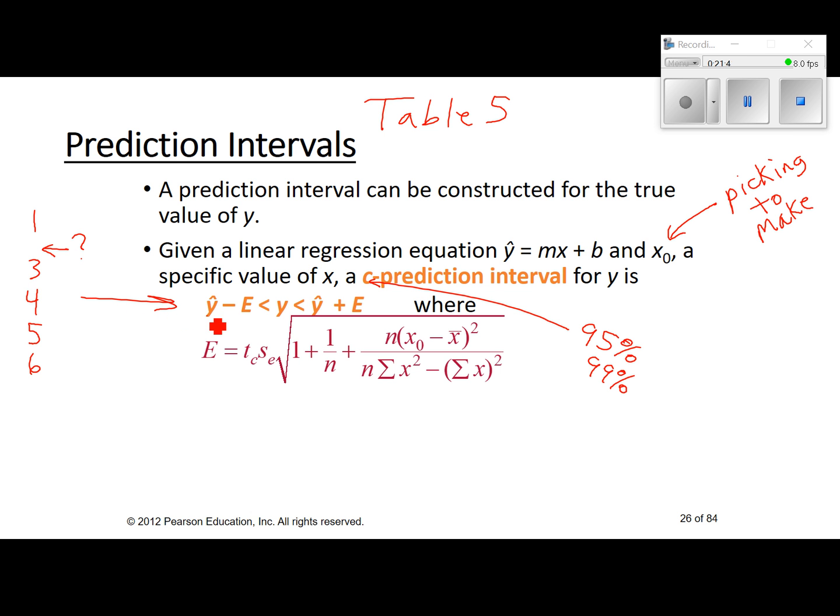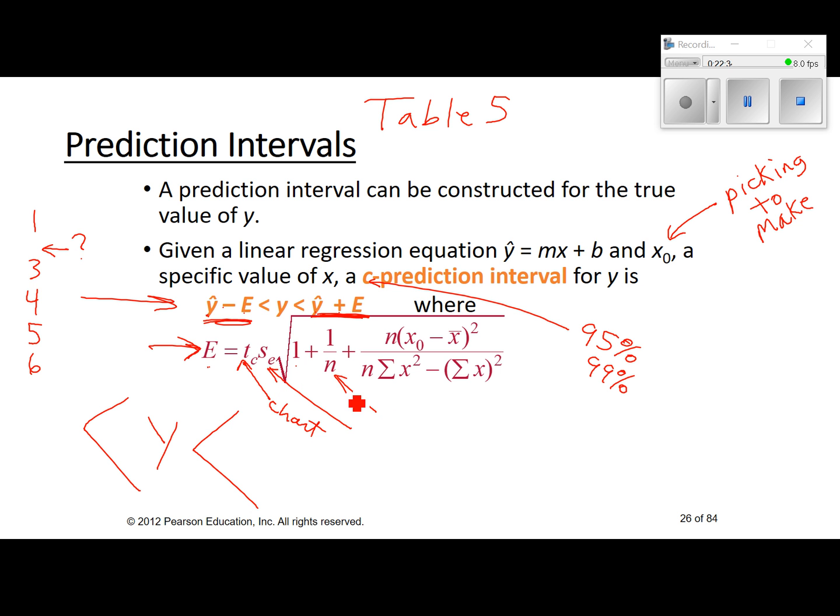So you're just going to take your predicted y minus your E, which we're going to find here in a minute, and your predicted y plus your E when you make this interval. So we're saying that the y should always fall between whatever we get here and whatever we get here, once we figure out what E is. To find E, we're going to use this formula. This t sub c is our critical value, and we're going to find this on the chart. Our s sub e, we just figured it out. We're going to have to find s sub e before we can do any of the rest of this.